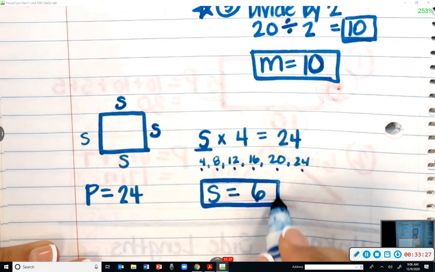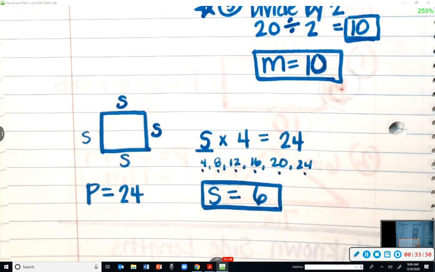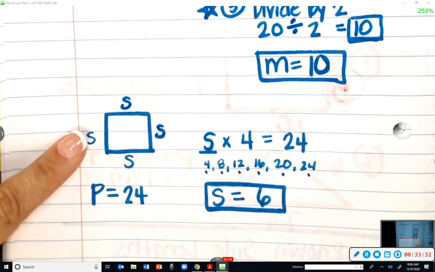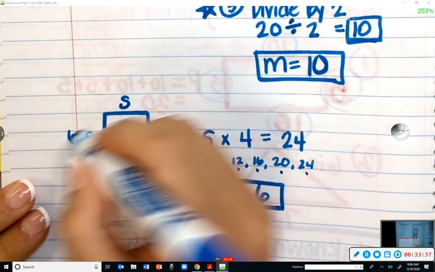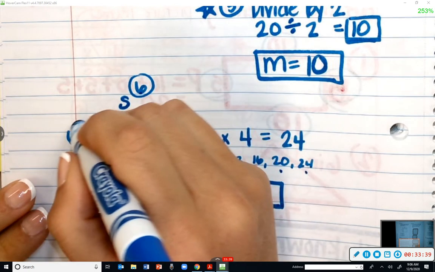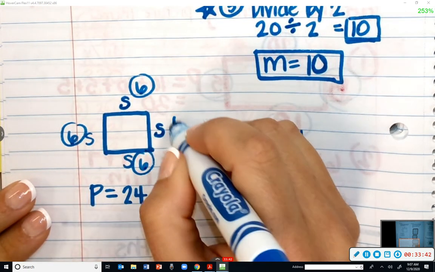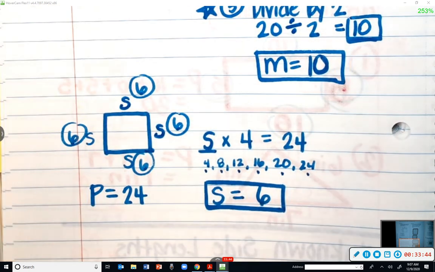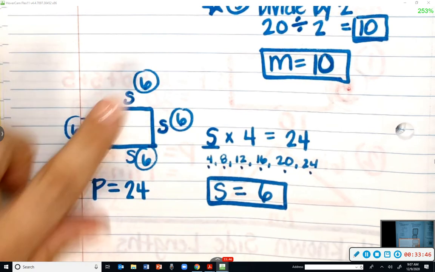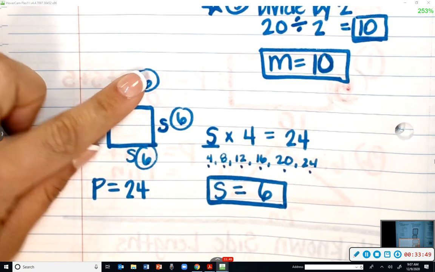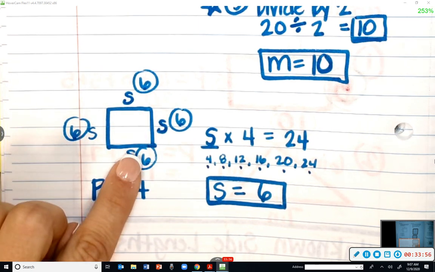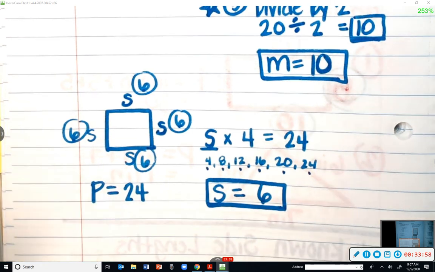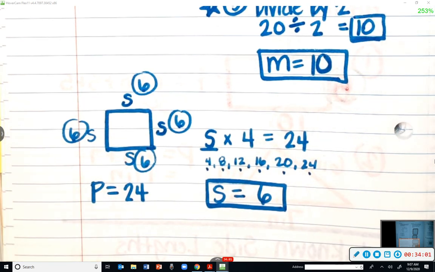That's it. It becomes a multiplication or division problem when you get to a square, because there's 4 sides and they're all the same. So if I say all of these are a 6, I check to make sure I'm right by adding them all up. What's 6 plus 6? 12 plus 6? 18 plus 6? 24. So I know 6 is correct. Okay?